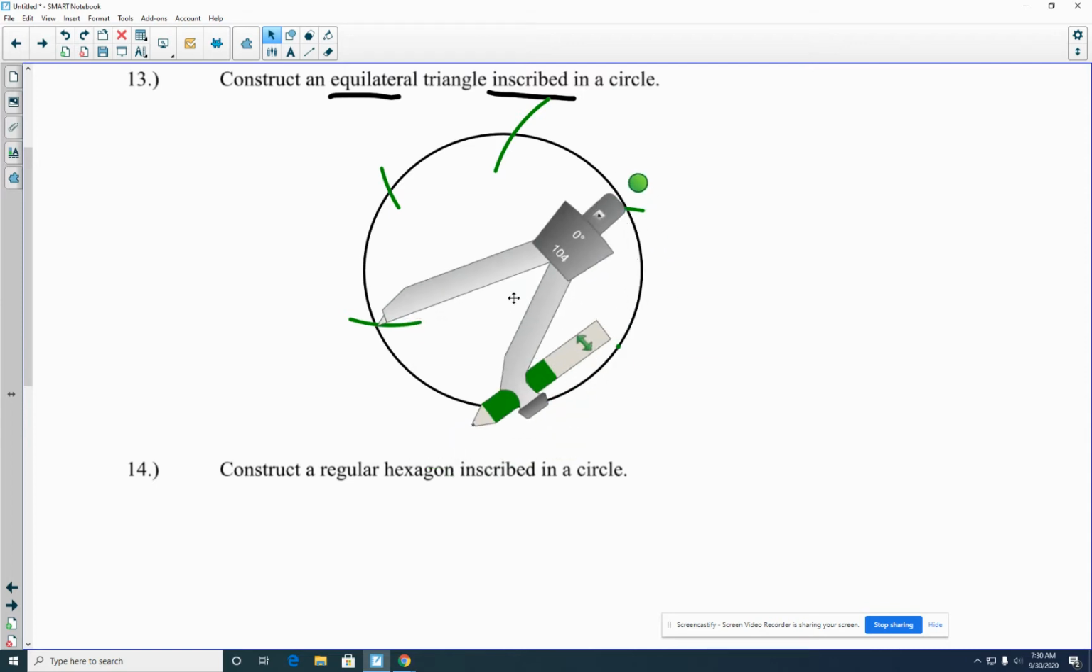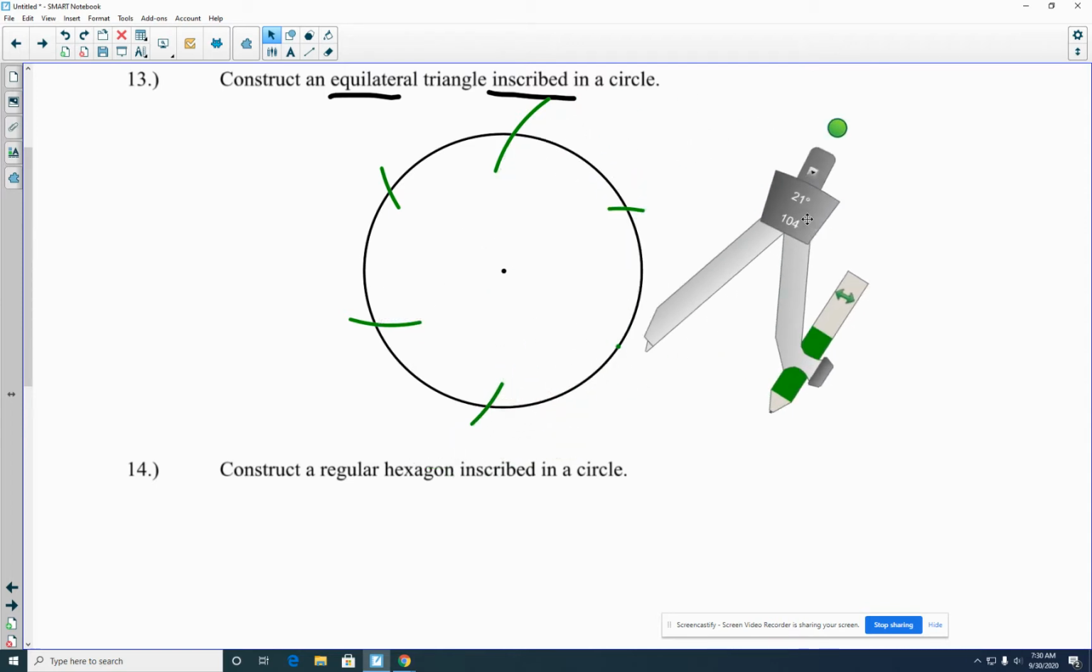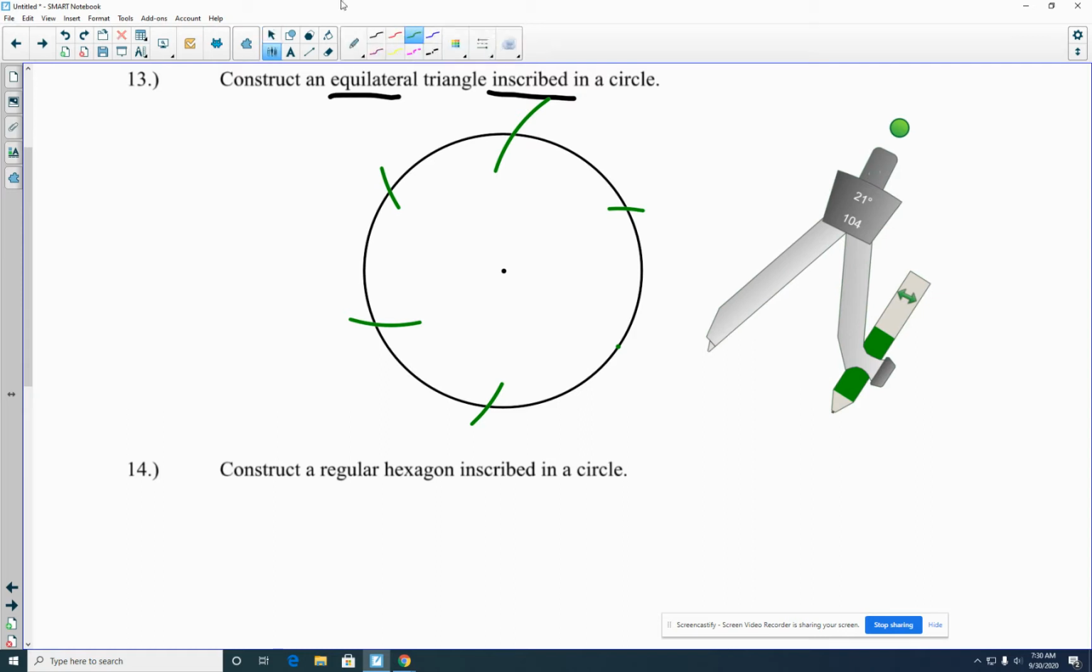Okay, and to get yourself an equilateral triangle, we're just going to connect now every other point. So I'm going to take this point, I'm going to skip, connect this point, skip, and then connect to this point. So I take my straight edge now, and I go point, point, and there you have an equilateral triangle inscribed in a circle.